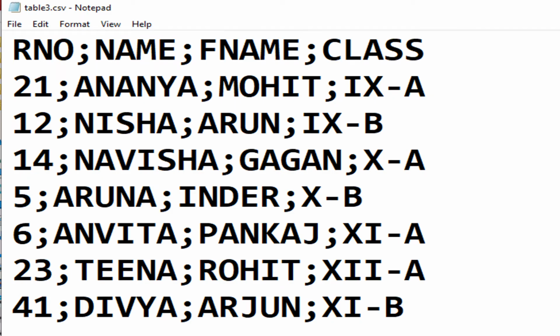So this is an example. Suppose table3.csv is a file here, table3.csv, and it is having the delimiter semicolon. So the semicolon has been used as a delimiter character in the file table3.csv. So for reading this file, what will be the command?